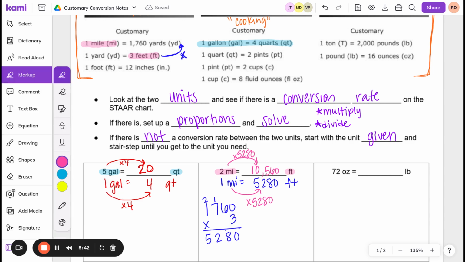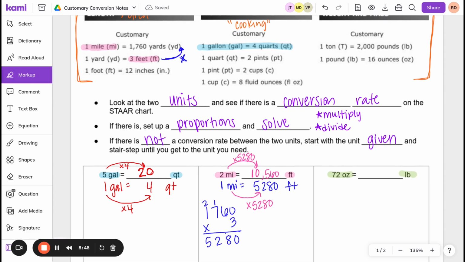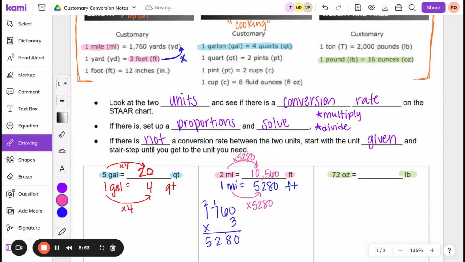For our third problem, we are trying to turn ounces into pounds. So that's going to be over here on the weight side. And that conversion is listed for us, so it's a one-step problem. We're just going to keep our order consistent. So we have 16 ounces equals 1 pound.